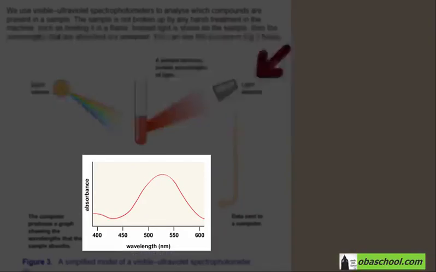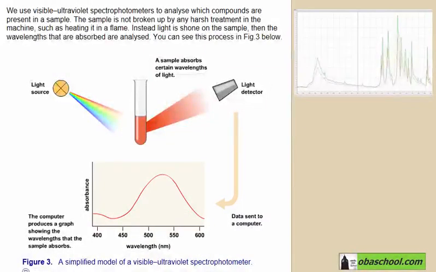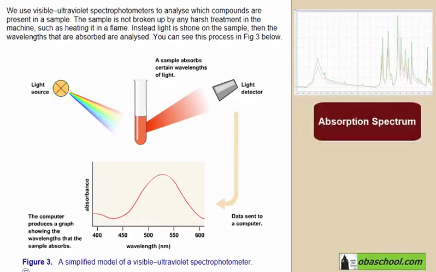to plot a graph showing the wavelengths that the sample absorbs. So we will obtain an absorbance versus wavelength graph. The pattern of wavelengths that is absorbed by the sample is called its absorption spectrum. This absorption spectrum can be matched or fingerprinted against known samples and thus be identified. Even complicated mixtures of compounds can be successfully analyzed in this way.